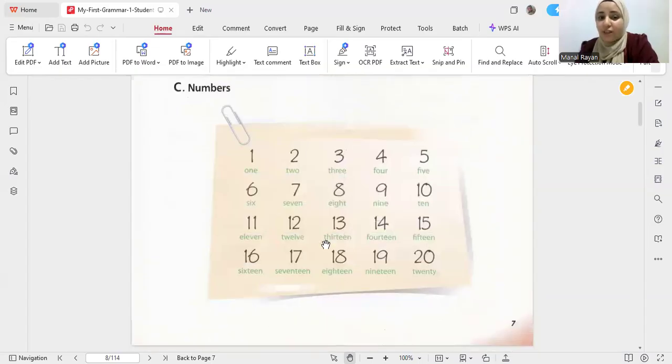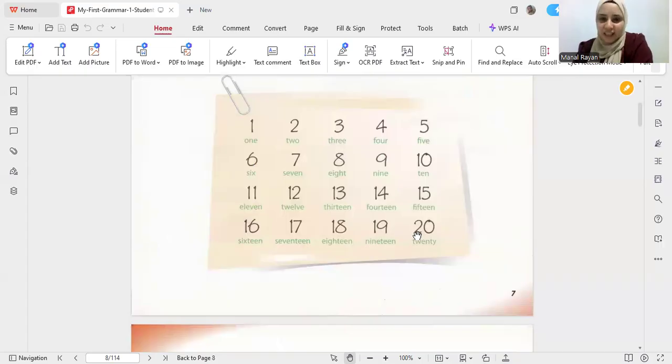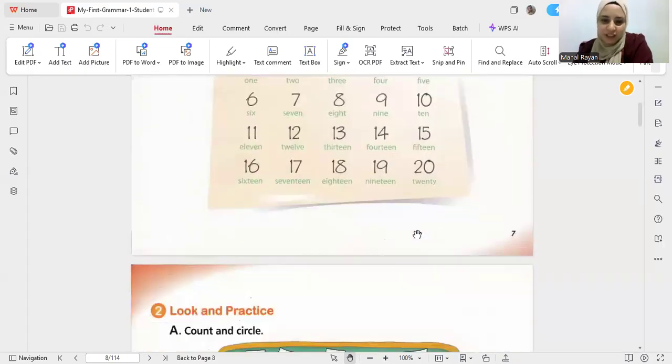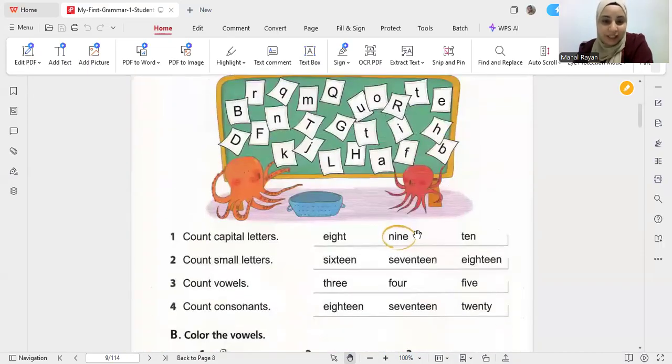Let's keep going with the numbers from 1 to 20, okay? 1, 2, 3, 4, 5, 6, 7, 8, 9, 10, 11, 12, 13, 14, 15, 16, 17, 18, 19, 20. These are the numbers.